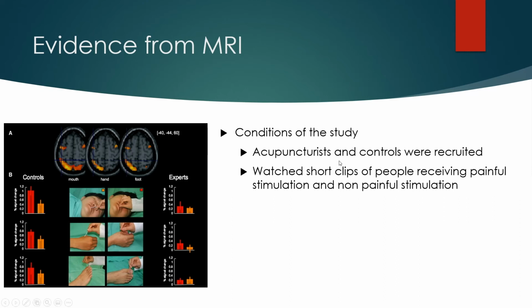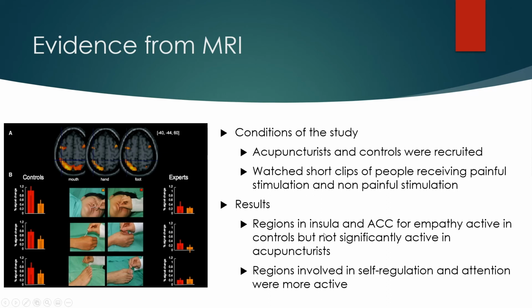So they brought in acupuncturists and a group of controls, and they had both of these types of people watching video clips of someone either getting painful stimulation, which is actually getting a needle in the face or in the hand or in the foot, or seeing someone get non-painful stimulation. So seeing them touch this person with a Q-tip on their hand or foot or face. And then they compared the controls and the experts. And what they found was that these regions in the insula and the ACC that we've been talking about, that do this pain empathy, were really significantly active in controls.